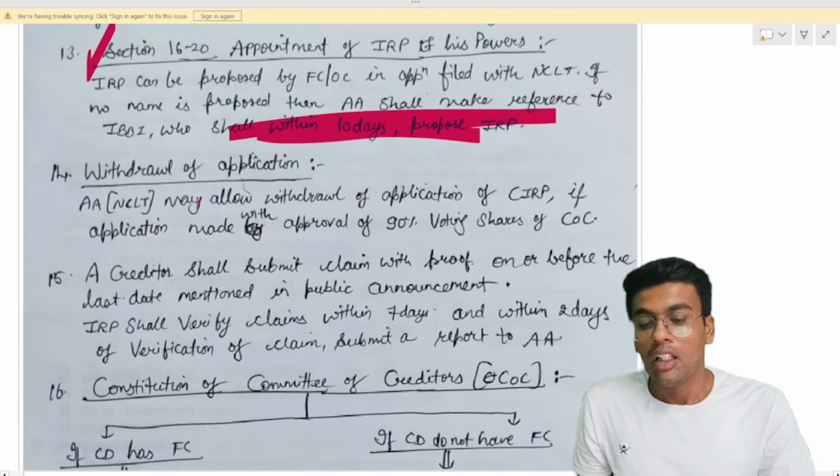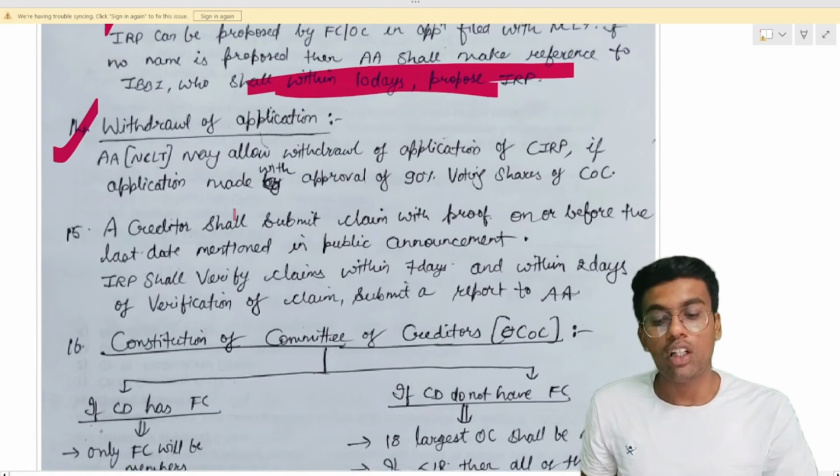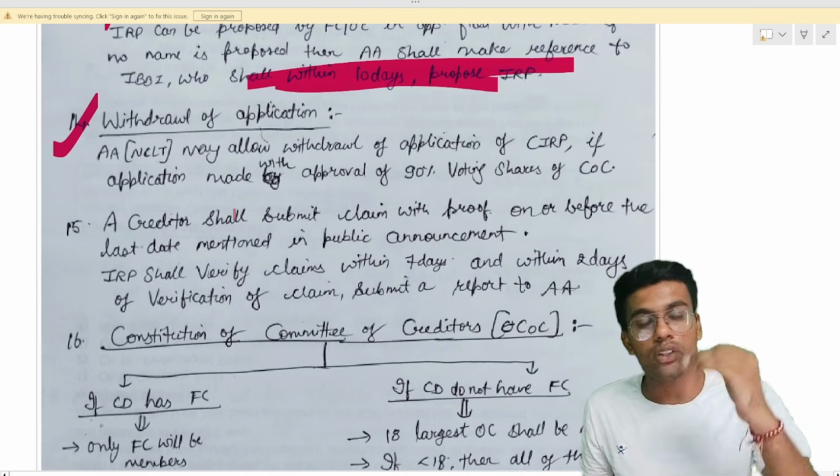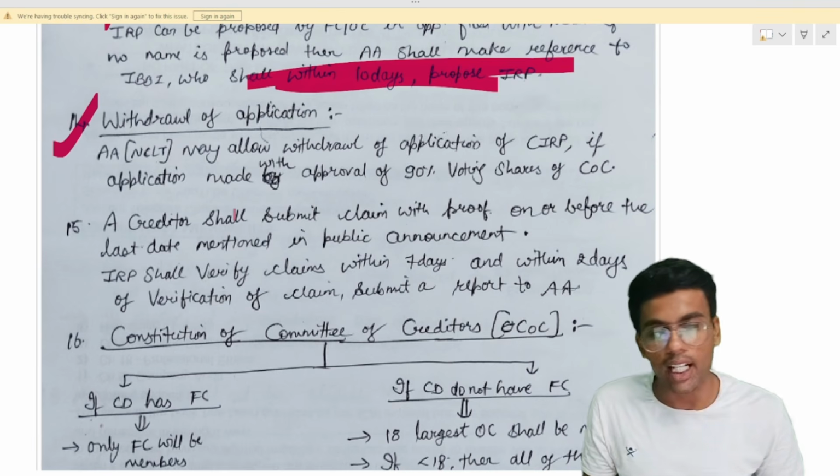Now point number 14 talks about withdrawal of application. The adjudicating authority, NCLT, may allow withdrawal of the application once you have filed the application for the CIRP.